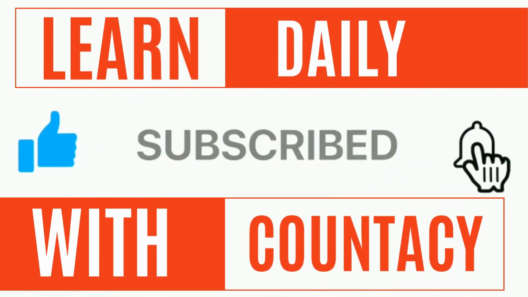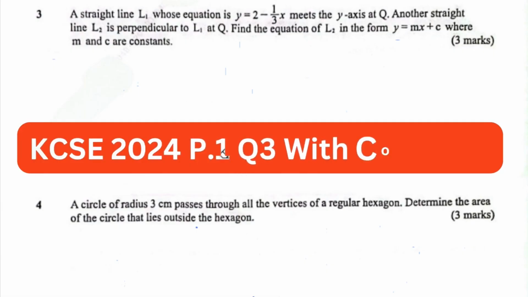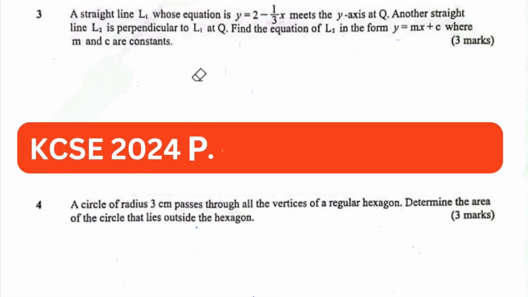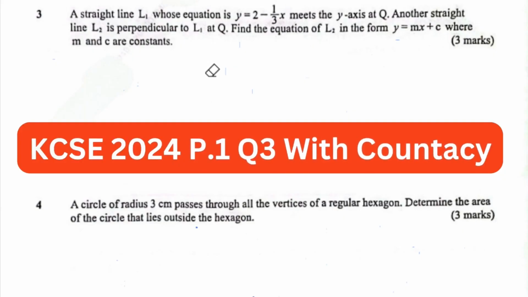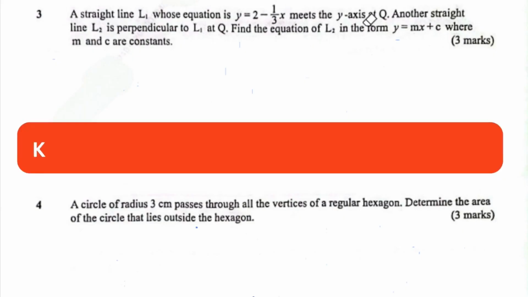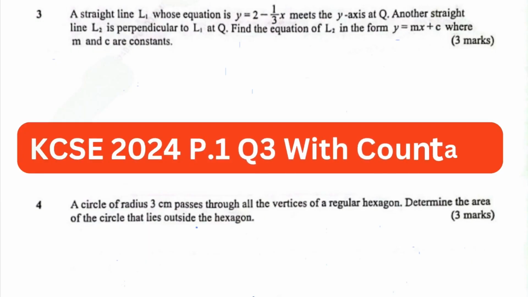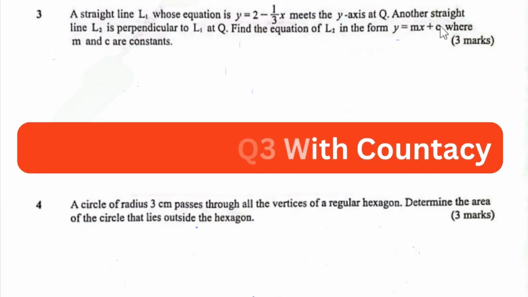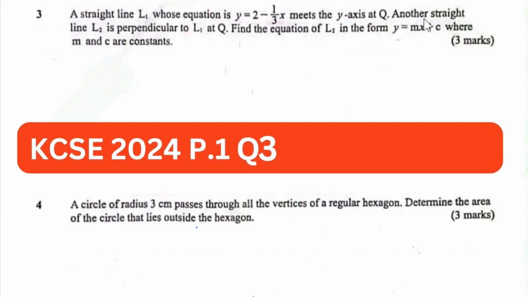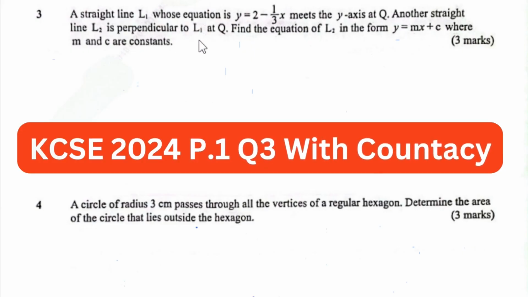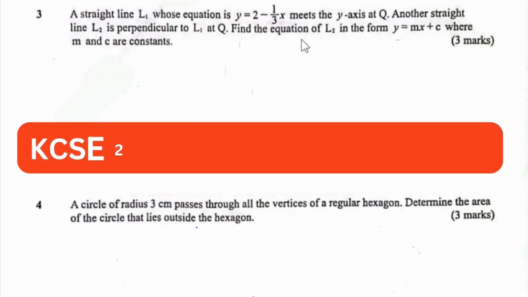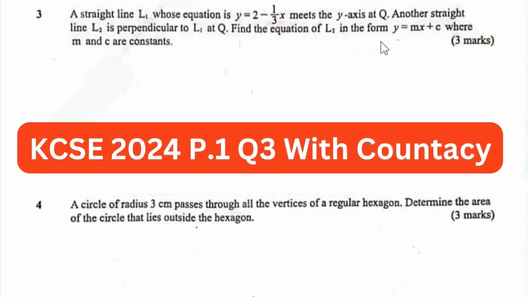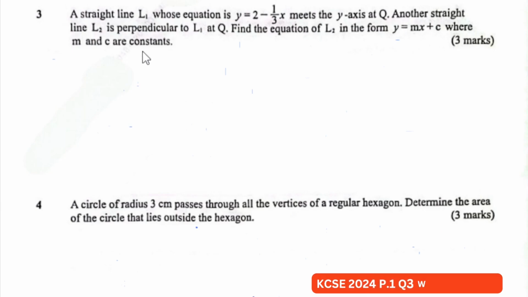Question 3 of the KCSE 2024 paper 1: we have a straight line L1 whose equation is y equals 2 minus a third x, meets the x-axis at Q. Then we are told that another straight line, L2, is perpendicular to L1 at Q. Find the equation of L2 in the form y equals mx plus c, where m and c are constants.